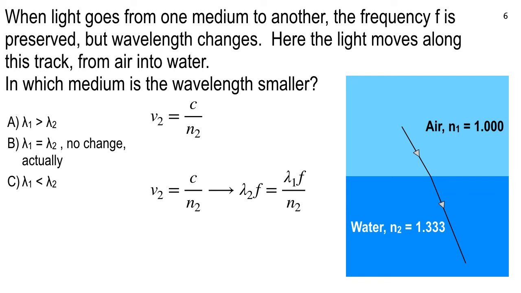Now f is the same for both sides of this equation, so you can cancel f. The f's cancel. And what do you have? Lambda 2 equals lambda 1 over N2. So now N2 is greater than 1, so you have lambda 1 divided by a number bigger than 1. So lambda 2 is going to be a little bit smaller. Okay. And guess which one that is?